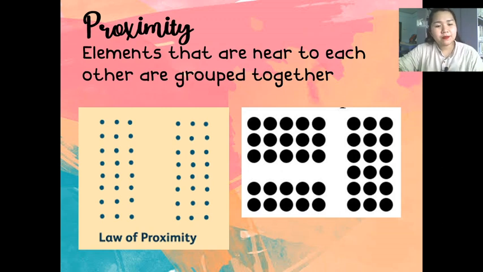So, sabi sa proximity, elements that are near or almost malapit sa isa't isa ay grouped together. So, ito, di ba kung mapapansin niyo, yung mga circles that are colored with blue, yung tatlo, they are grouped together. Kung titignan natin siya sa pamalayuan, parang nasa iisang grupo siya. Pero kapag malapitan naman, siya ay individual na mga dots. Same as to the second picture.